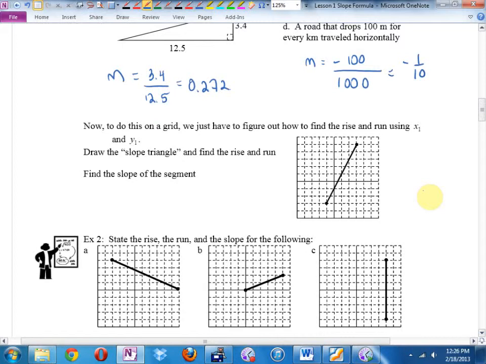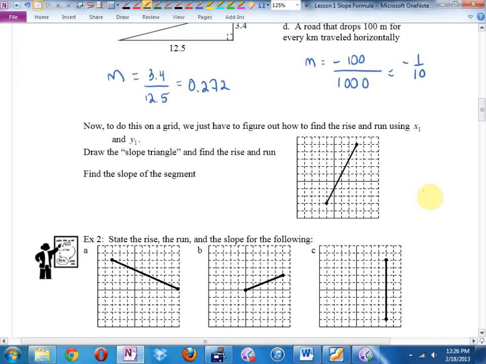Now, to do this on a grid, we need to figure out how to find the rise and the run using x1 and y1, x2 and y2. If they give me a picture, I will draw a slope triangle. Now, I have to be careful. Before you start counting the slope, glance at the graph to make sure they haven't put a scale on here that changes what each square is worth. Certainly in science, when you're graphing, not every square is going up by 1. It may be going up by 10s, maybe 20s. So you might have to do some math as you count the number of squares.